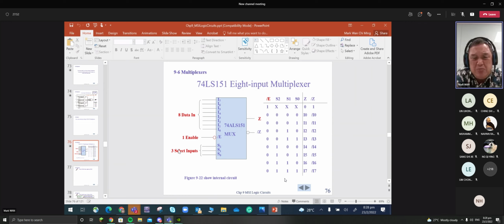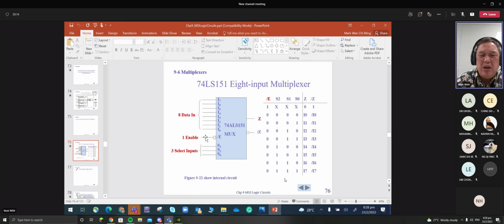Multiplexer: many inputs, one output, right? The select line chooses which input connects to the output. Then you must understand the truth table, all this, right? So let's say when it's enabled, you got the address 0, then your output will connect to input 0. When you enable it and the address is a 1, then the input 1 connects to the output.